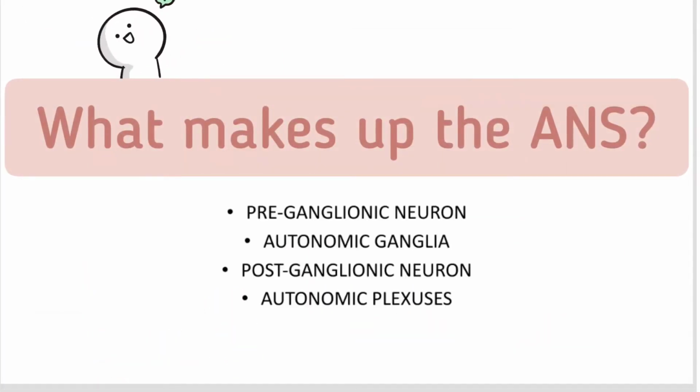What makes up the structure of the ANS? Well, here we have your preganglionic neuron, which is the origin of your ANS. You have your autonomic ganglia, where your two neurons meet. You have your postganglionic neuron, which sends to the effector organs. And lastly, you have your autonomic plexuses, which are branches.